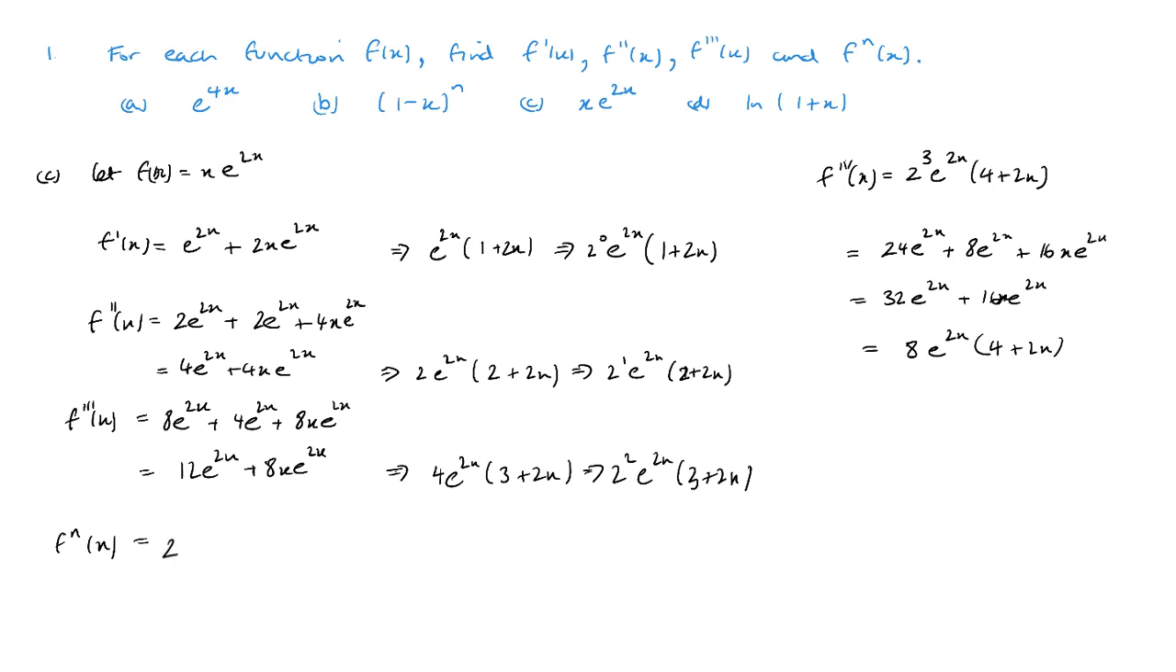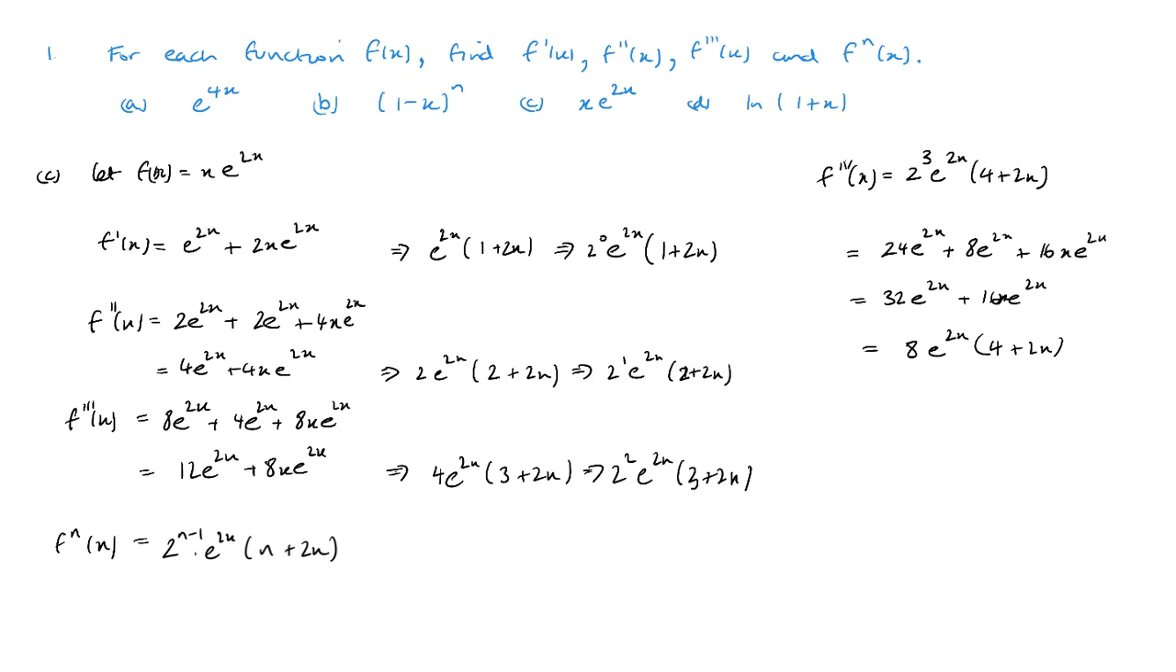So it's 2 to the power n e to the 2x. No, it's 2 to the power n minus 1, isn't it? E to the 2x, and then n plus 2x in my bracket. So that one was a lot more challenging, but we got there in the end.